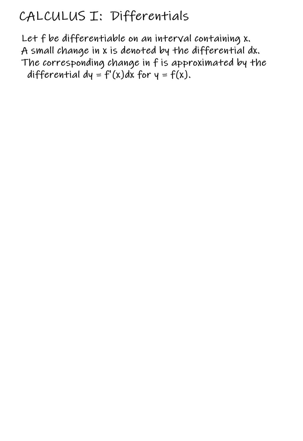Let's take a look. We'll let f be differentiable on an interval containing x. A small change in x is denoted by the differential dx. The corresponding change in f is approximated by the differential dy, which is equal to f prime of x dx, where y is equal to f of x. Let's see what we mean here.